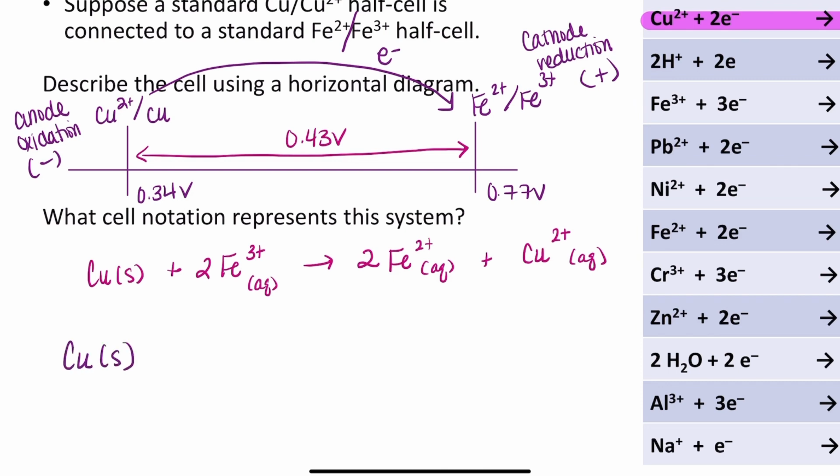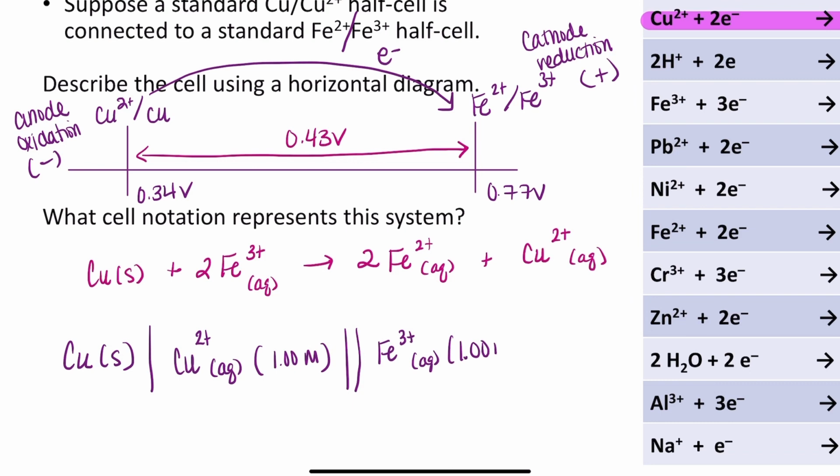Got my copper solid. My copper is my anode, and that's going to be written first. Phase boundary, copper 2 plus, aqueous. Let's go ahead and say this one is 1 molar. Salt bridge. I've got the iron here. Iron 3 plus, aqueous. Let's say that's 1 molar as well. Comma, Fe2 plus, aqueous, 1 molar.